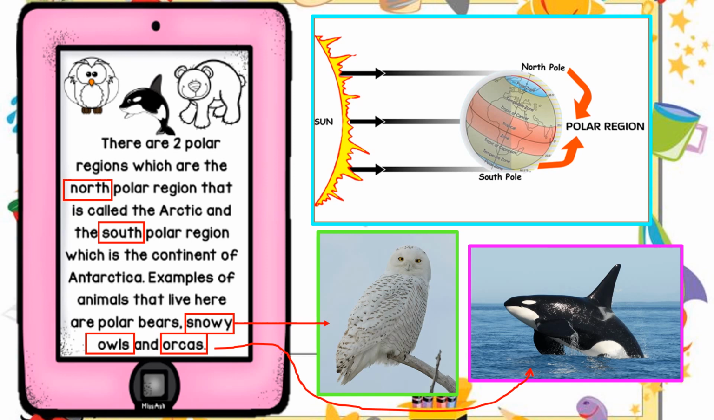There are two polar regions, which are the North Polar region that is called the Arctic and the South Polar region, which is the continent of Antarctica. Examples of animals that live here are polar bears, snowy owls and orcas.